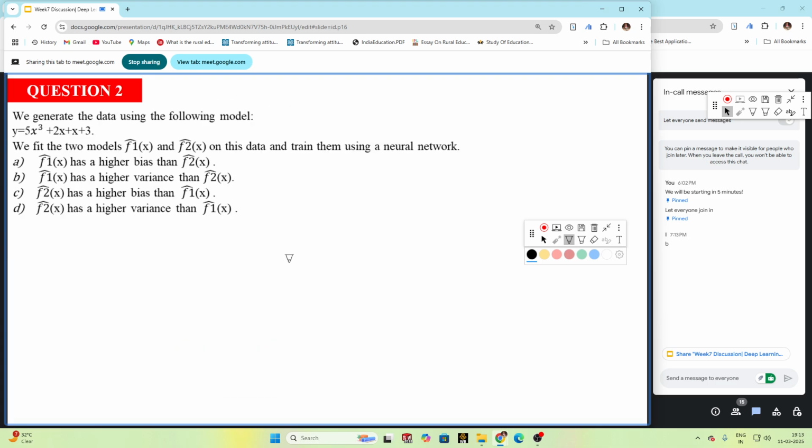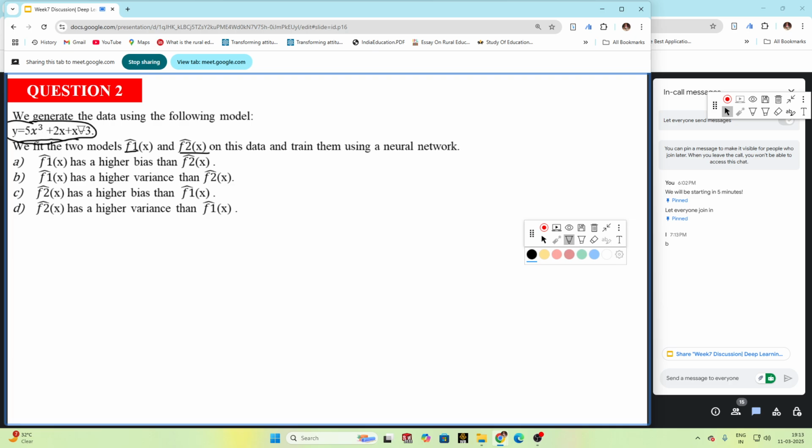Now let's move on to the next question. We generate the data using the following model: y equals 5x cube plus 2x plus x plus 3. So this is nothing but your true function. The f1 predicted x and f2 predicted x are your predicted functions.